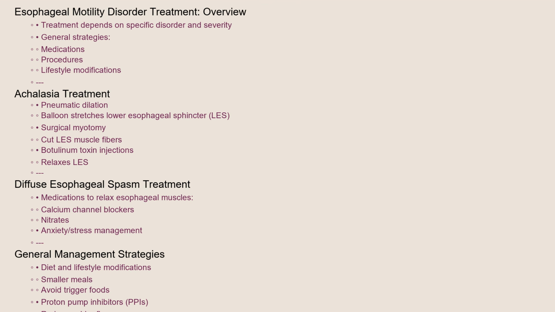Treatment and management strategies depend on the specific type and severity of the disorder. For achalasia, options include pneumatic dilation, where a balloon is inflated in the lower esophageal sphincter to stretch it open, surgical myotomy, where the muscle fibers of the sphincter are cut, and medications like botulinum toxin injections to relax the sphincter. For diffuse esophageal spasm, treatments may include medications to relax the esophageal muscles, such as calcium channel blockers or nitrates. In some cases, therapies to address underlying anxiety or stress can also be beneficial. Diet and lifestyle modifications, like eating smaller meals and avoiding trigger foods, are crucial for managing symptoms in many individuals. Proton pump inhibitors, PPIs, may be helpful to reduce acid reflux.